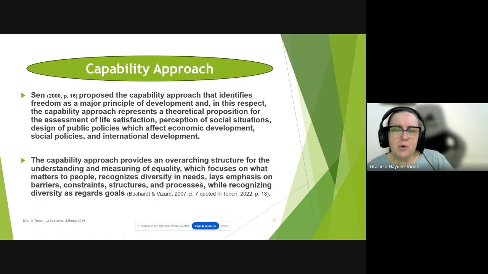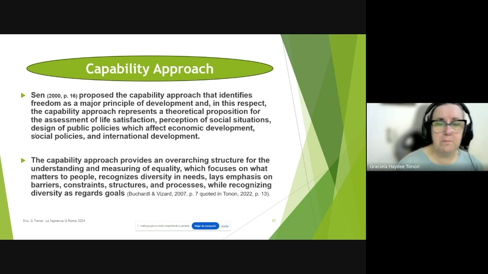The capability approach provides an overarching structure for the understanding and measuring of equality, which focuses on what matters to people, recognizes the diversity in needs, and lays emphasis on barriers, constraints, structures, and processes, while recognizing diversity as regards goals.